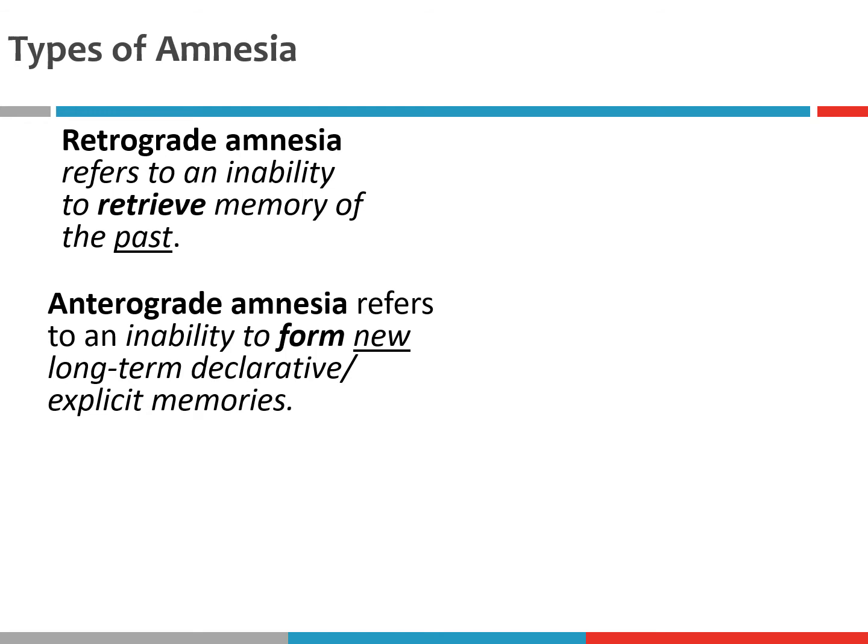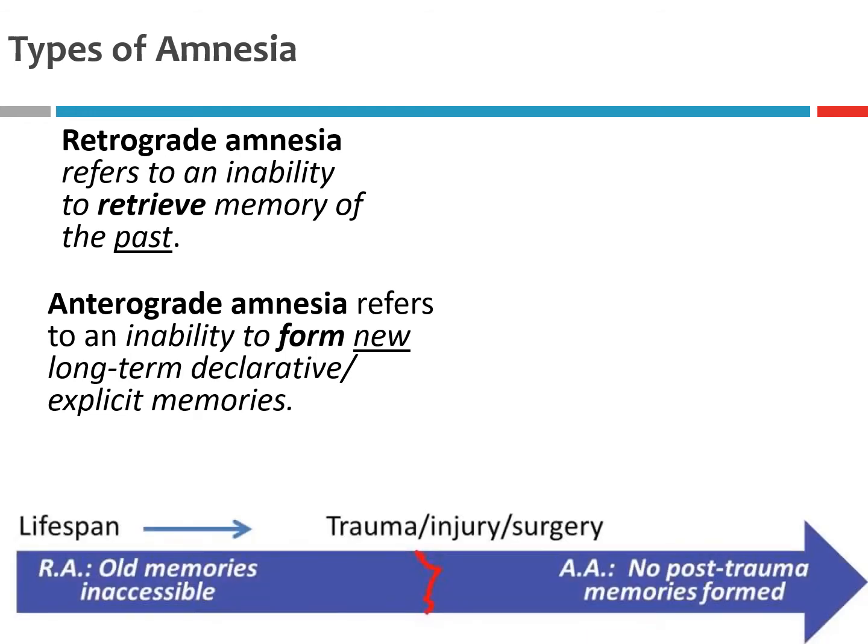Typically when we study amnesia in individuals, we can distinguish between two different types. There's retrograde amnesia, which refers to an inability to retrieve memories from the past, or before a particular trauma or injury to the brain. And we can talk about anterograde amnesia, which refers to an inability to form new long-term explicit memories. So again, retrograde amnesia means everything that happened before the event that damaged your brain and led to the amnesia, everything in the past, is no longer accessible to you. Whereas anterograde amnesia means you are no longer able to form new explicit memories.